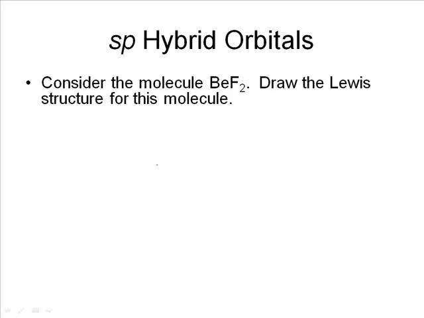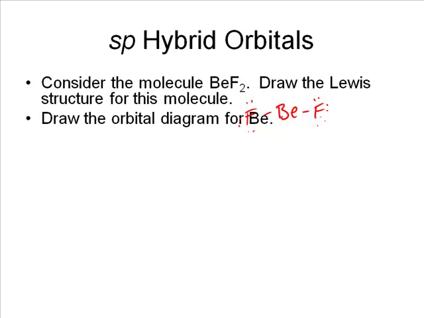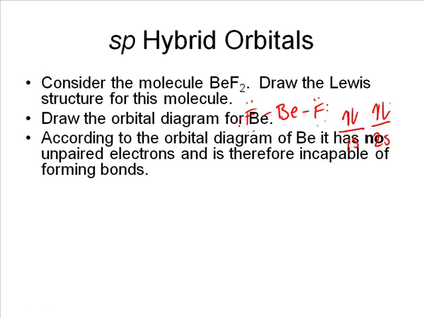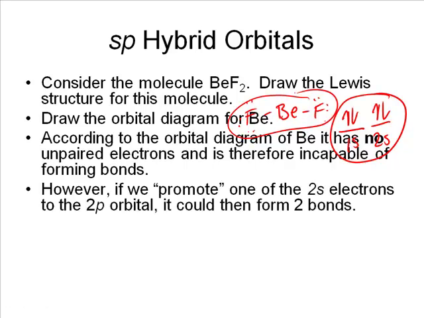So, consider the molecule BeF2. The Lewis structure for BeF2 would look something like that. The orbital diagram for Be would be 1s2, 2s2, like how we just did with carbon. According to this orbital diagram, beryllium has no unpaired electrons and therefore would not form bonds. But we know that beryllium does form bonds because we know that beryllium fluoride exists.